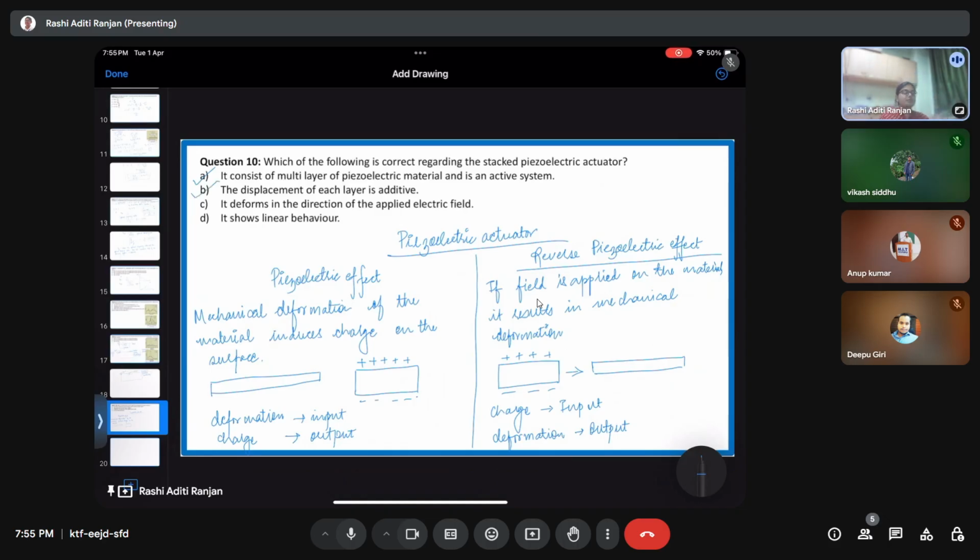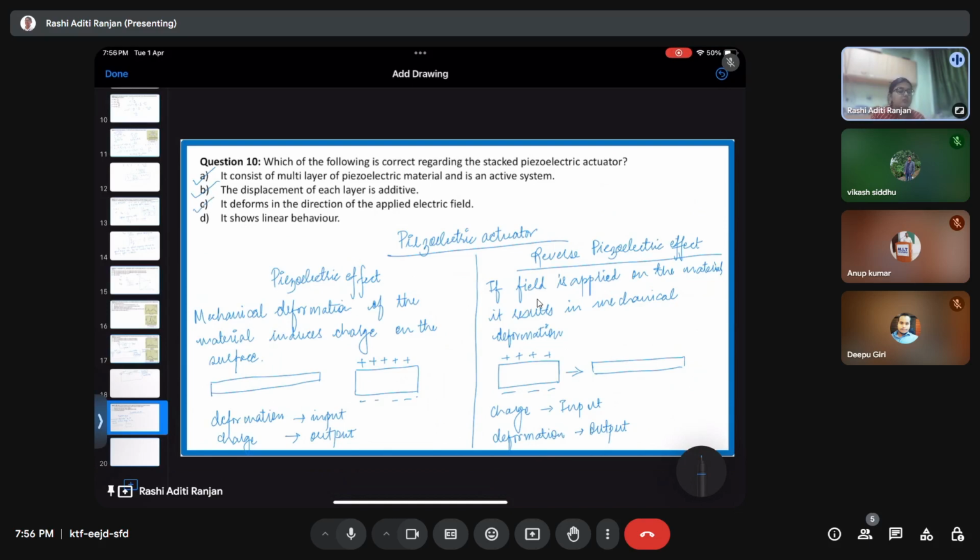It deforms in the direction of the applied electric field. Yes, this is true. Wherever the electric field is applied, in that direction only the thickness is going to reduce, and in the other two directions there will be a change of dimension, depending upon whether the material is incompressible or not. But definitely, in whichever direction the electric field is applied, it is going to cause a change in dimension in that particular direction.